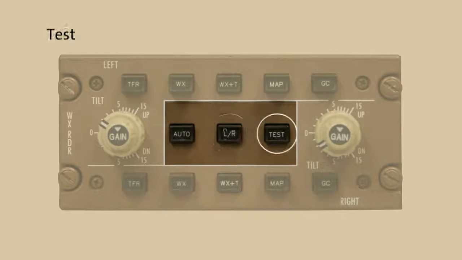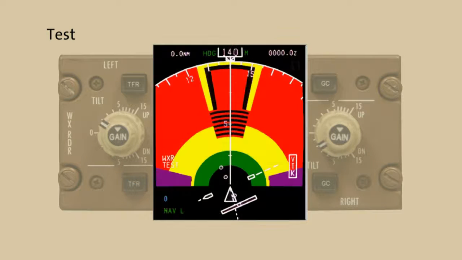The test button initiates the radar's test function. When test is selected, the radar performs a self-test. Detailed test procedures can be found in the Multiscan Pilot's Guide.